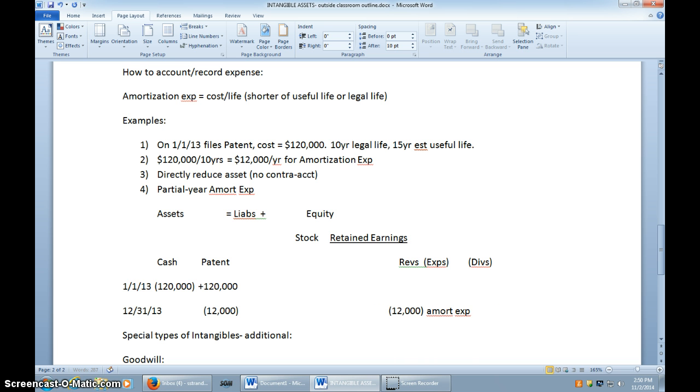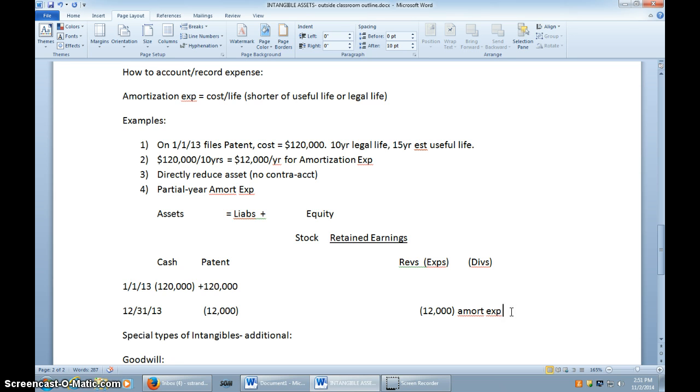I think you'll agree. So I can get this in the right place here. You'll see that when we're done, we have a reduction to the asset patent, and we have the recognition of amortization expense. Pretty simple. No need to worry about salvage value. No reason to worry about using a contra account. No reason to worry about net book value or any of that type of thing. It's just a reduction to the asset account and the recognition of an expense.